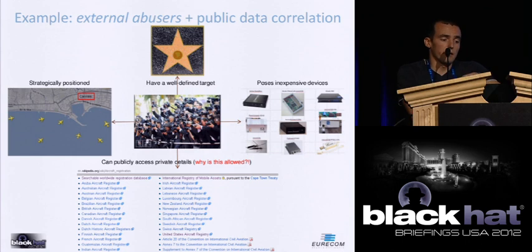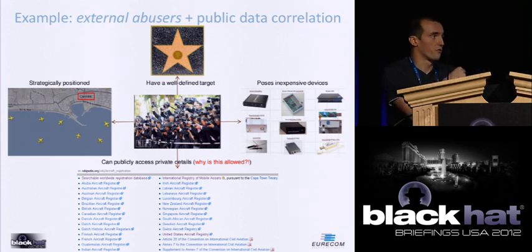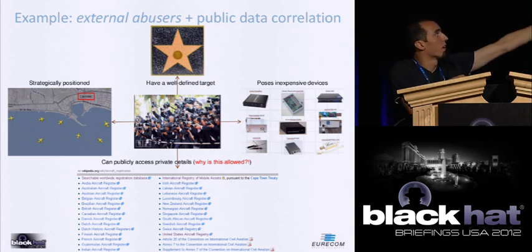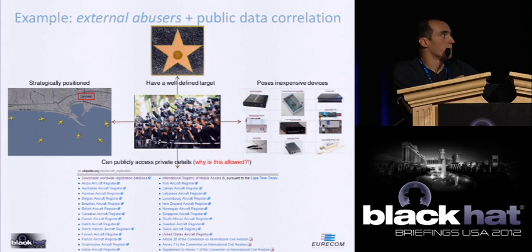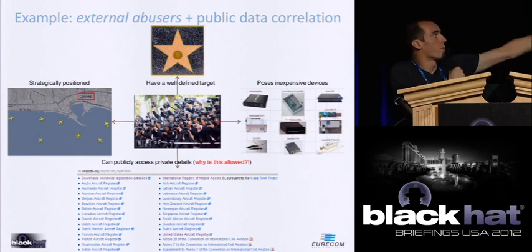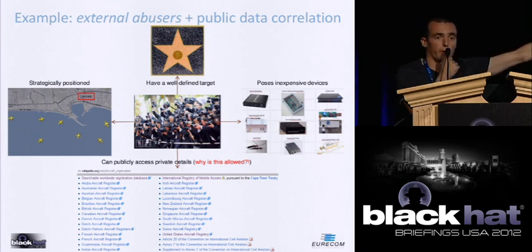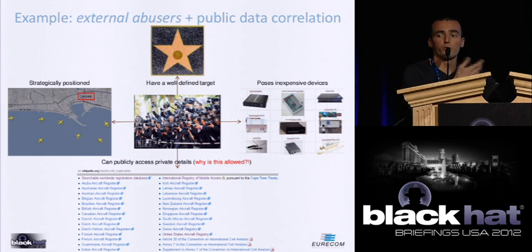Okay, another example is the external abusers, privacy breachers and paparazzi combined with public data correlation. Public data, or big data, is a very strong thing. This is a depiction of a scenario where you have a bunch of paparazzi. They have a well-defined target, a star, for example, and there is some Cannes festival where a lot of stars come on their private jets. The paparazzi, or external attackers, have inexpensive devices, as I presented in a previous slide, which they can buy for 100, 200, 300 euros, which is a small investment for them.